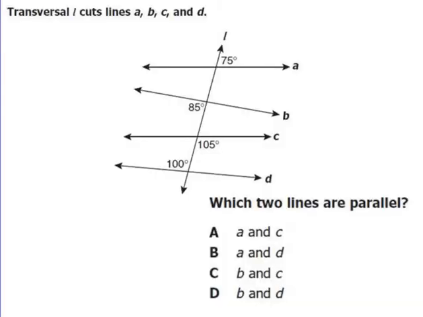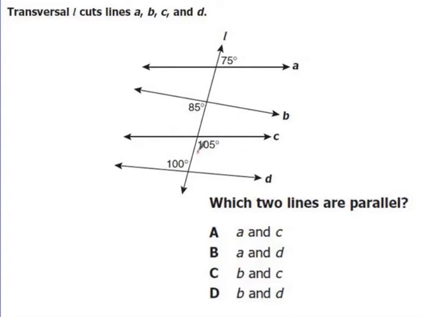If you see a problem like this with a bunch of lines, I know it can be overwhelming, but remember, the two relationships that we'll see when you're dealing with parallel lines are things that are either going to be congruent or they're going to add up to 180. So first thing, I don't see anything that looks congruent. But is there anything that adds up to 180?